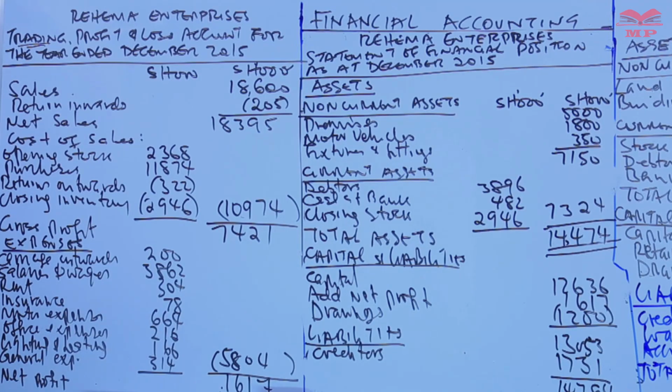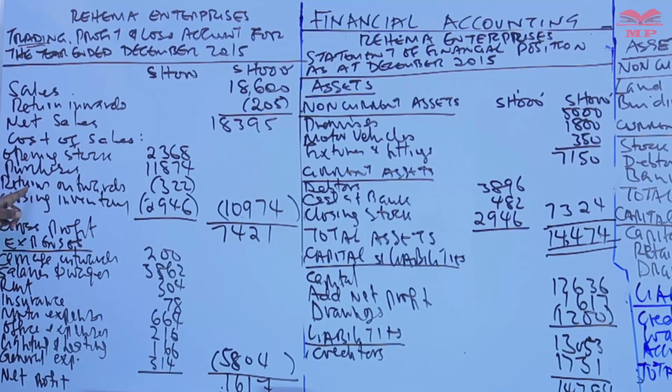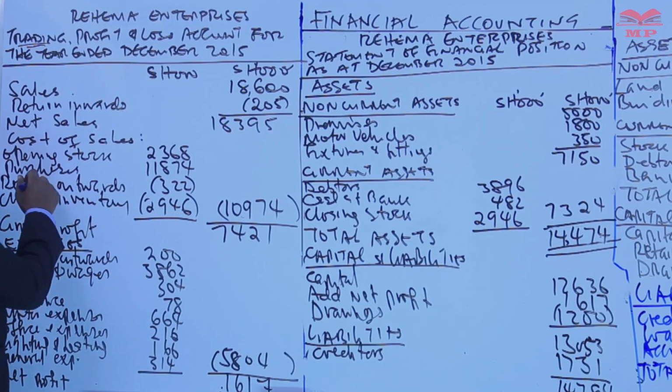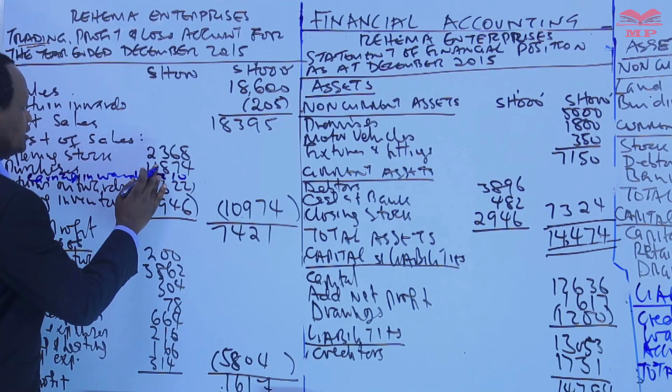No. Carriage inwards in the trading profit and loss account. Look at the board. The carriage inwards is part of the purchases. So add carriage inwards here. Add carriage to purchases. The amount is 310. Add 310 there.